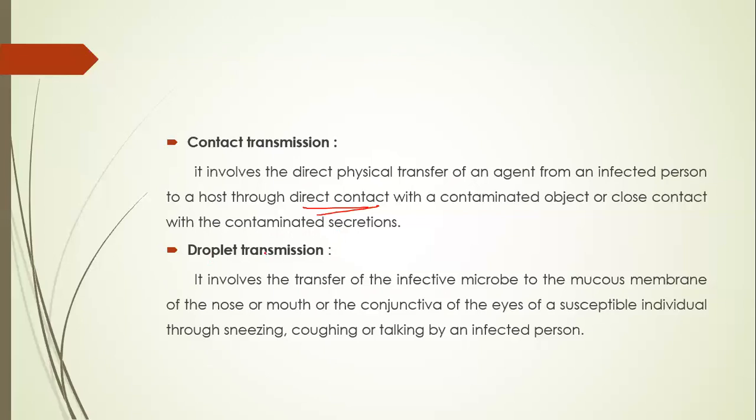Then droplet transmission means it involves the transfer of infective microbes to the mucous membrane of the nose or mouth or the conjunctiva of the eyes of a susceptible individual or host through sneezing, coughing, and or talking by an infected person. In this kind of transmission, droplets act as a vehicle for transmitting these microorganisms. These droplet molecules can be released into the environment through coughing, sneezing, or talking by an infected person.